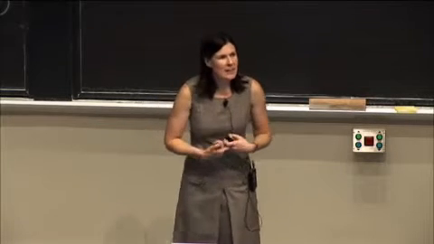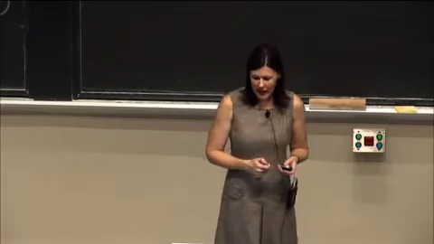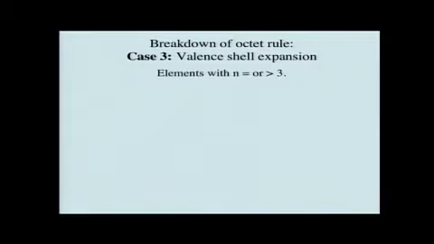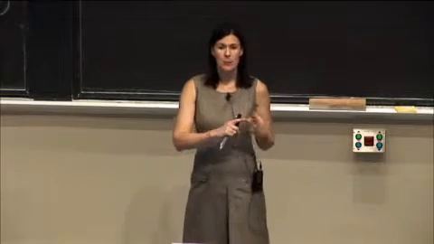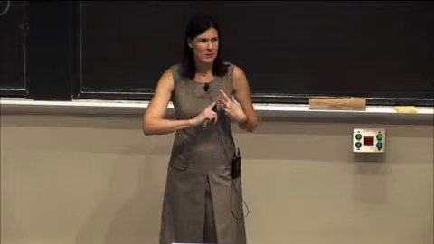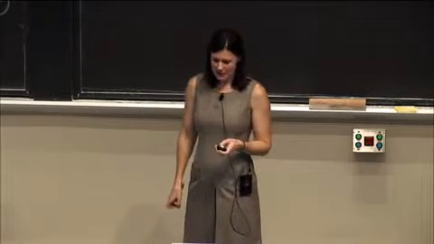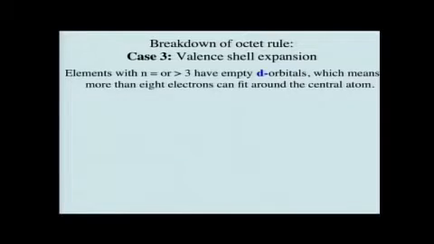And this is only applicable if we're talking about a central atom that has an n value, or principal quantum number, that's equal to or greater than 3. What happens when we have n equal to or greater than 3 is that now, in addition to s orbitals and p orbitals, what else do we have available to us? D orbitals, great. So we have some empty d orbitals, which means that we can have more than 8 electrons that fit around that central atom.